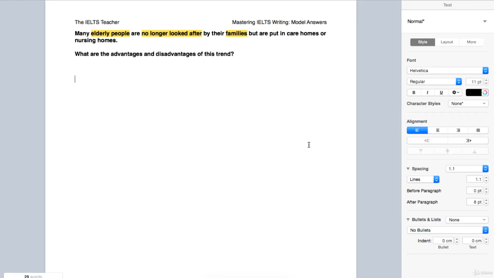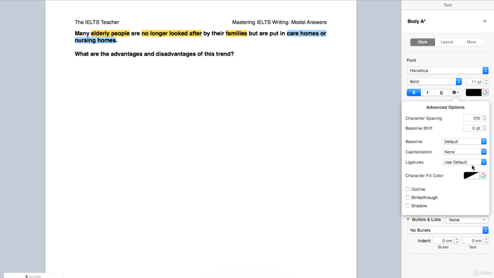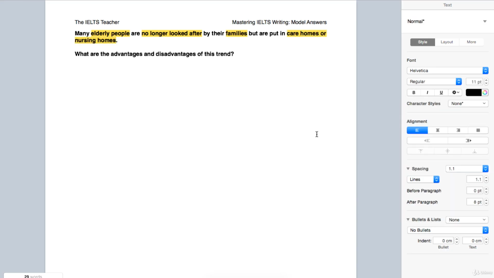So we definitely want to highlight that. But are put in care homes or nursing homes. Pretty much the same thing, really. There is only a very slight difference that doesn't really matter too much in terms of the task, and that's that nursing homes have to have registered nurses on hand at all times, whereas care homes still have 24-hour staff, but they may not always be registered nurses. I really think they've just put both in there just to make sure you understand what is being spoken about, to give you a better chance of understanding the task. And then we have, of course, what are the advantages and disadvantages of this trend.